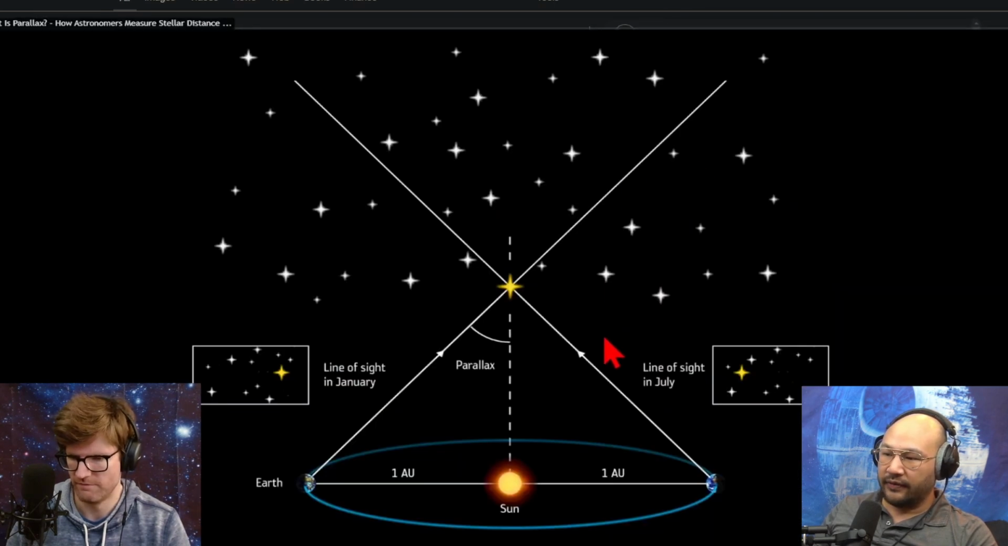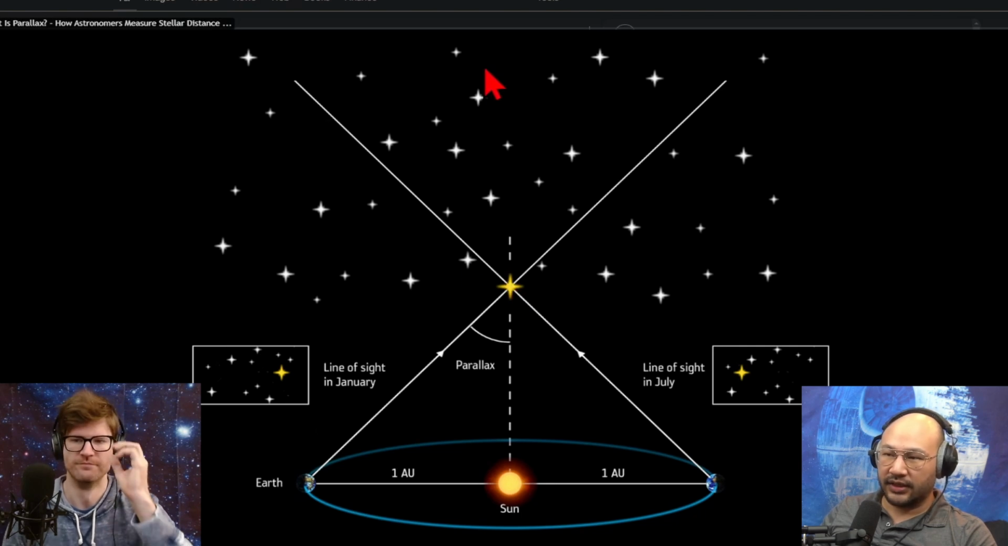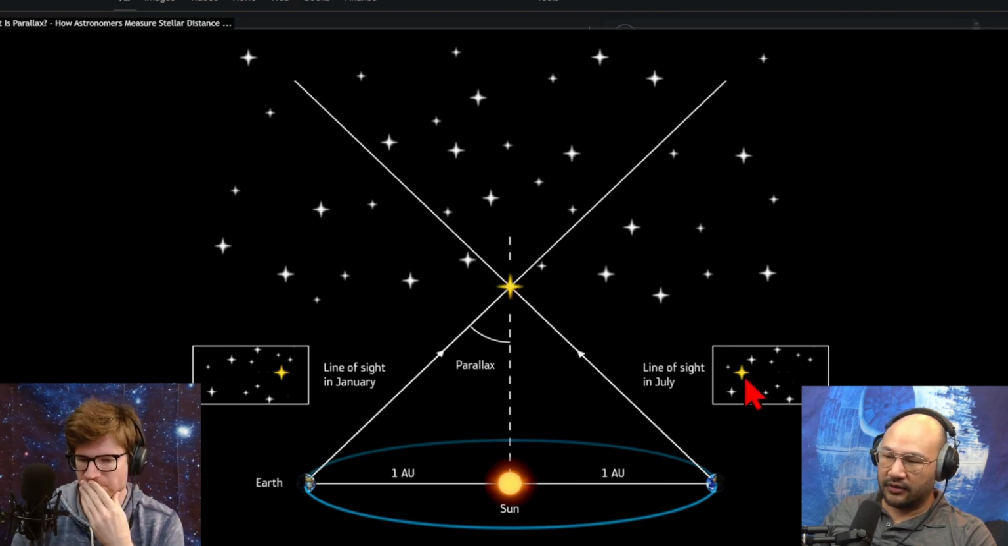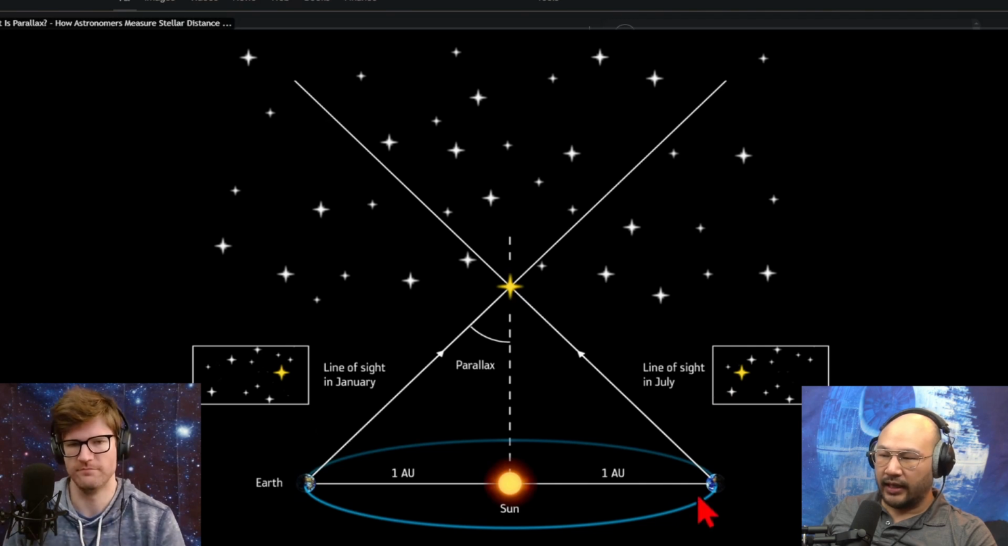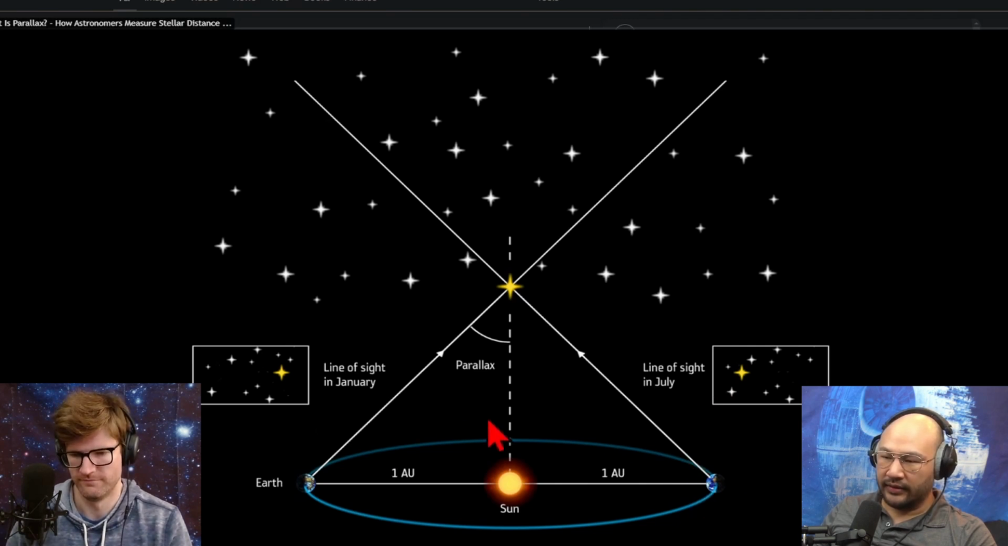Say it's July and we look up toward a star. Here's the sun, here's the Earth, and if it's this part of the year, this is July, this will be January. If we look up at this angle, we see the star in question and then the background stars. If we wait for half a year and come around this orbit, we look up at that same star, we'll see the background stars change. We know the angle, and therefore we can get the distance.